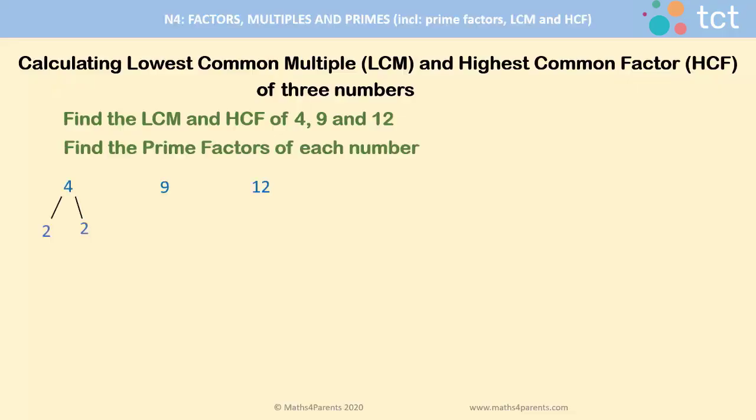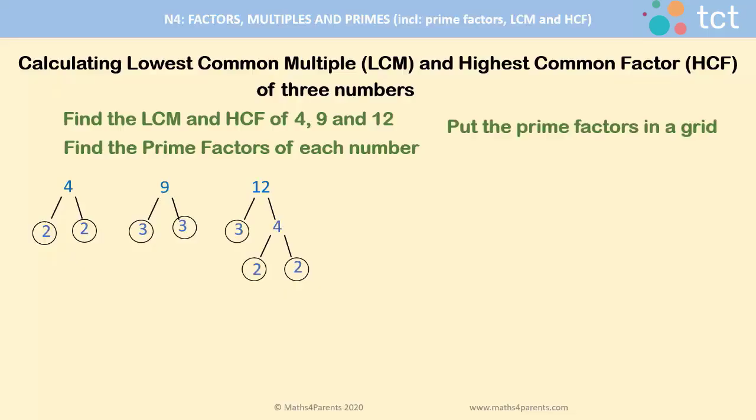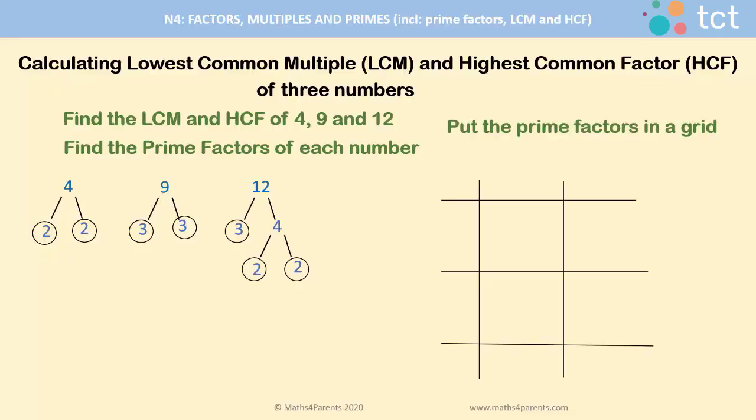So exactly the same as before, we find the prime factors for each number, and now we put them into a grid. So down the side we have 4, 9 and 12, and looking at the prime factors, the smallest one is 2, and the next one is 3, and there aren't any others.